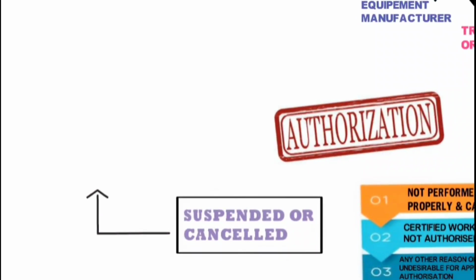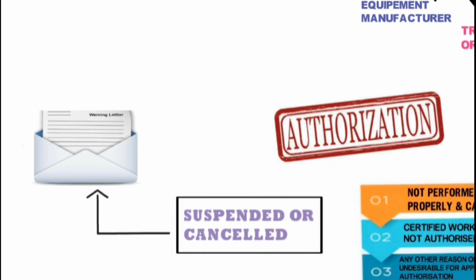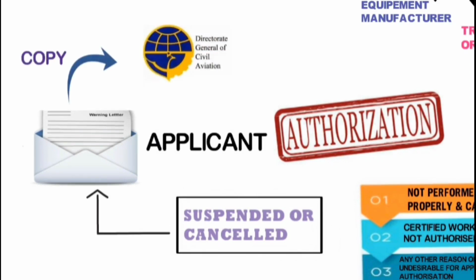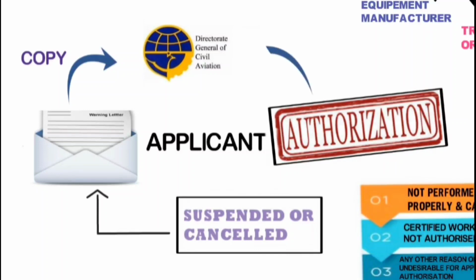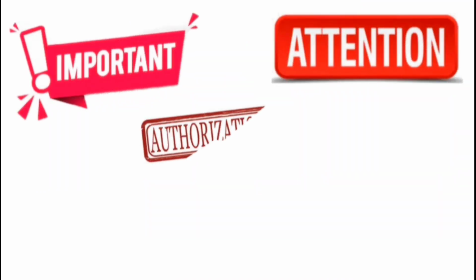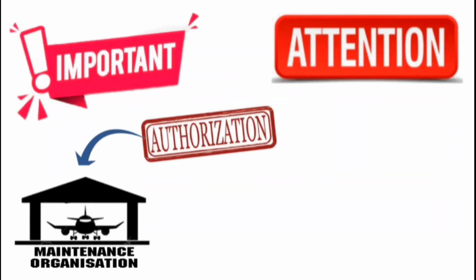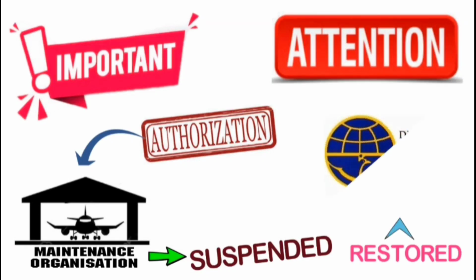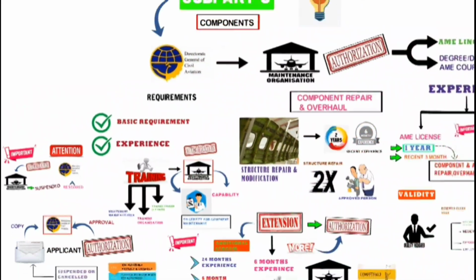Now for this authorization which is withdrawn, a copy of the warning letter which was given to the applicant will be sent to DGCA. And this authorization cannot be granted again without approval of DGCA. Remember, this is an important point. Authorization is given by the organization. But if your authorization was suspended because of some reason and it needs to be given again, now here you require a DGCA approval. So this is all about Subpart C.